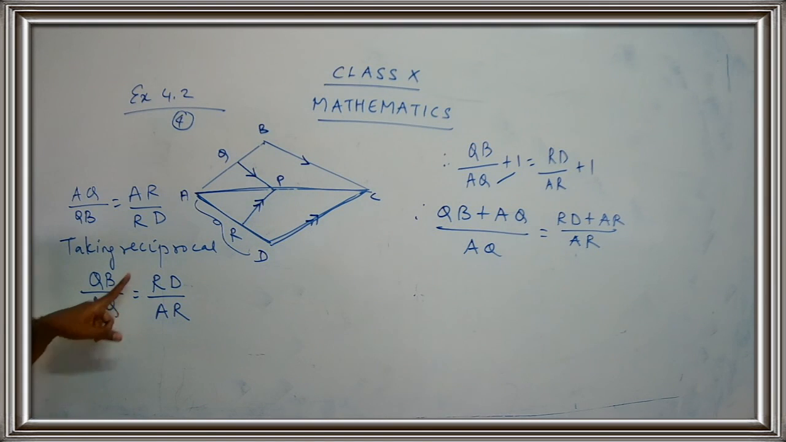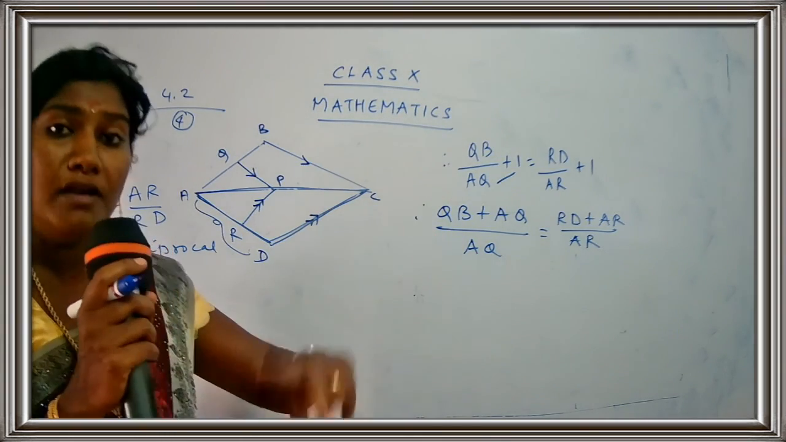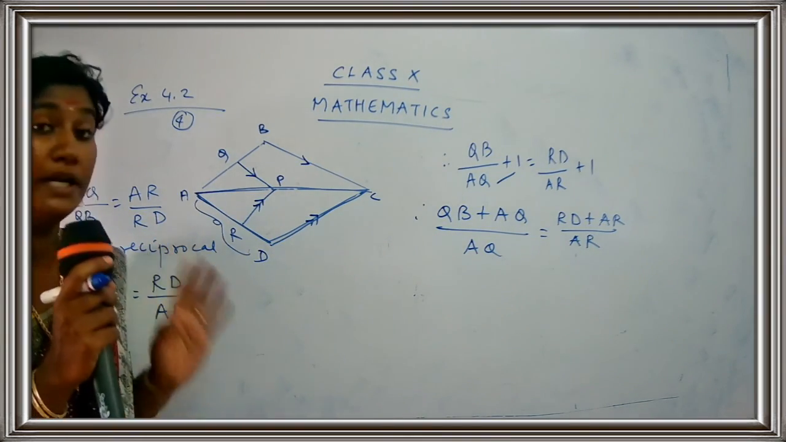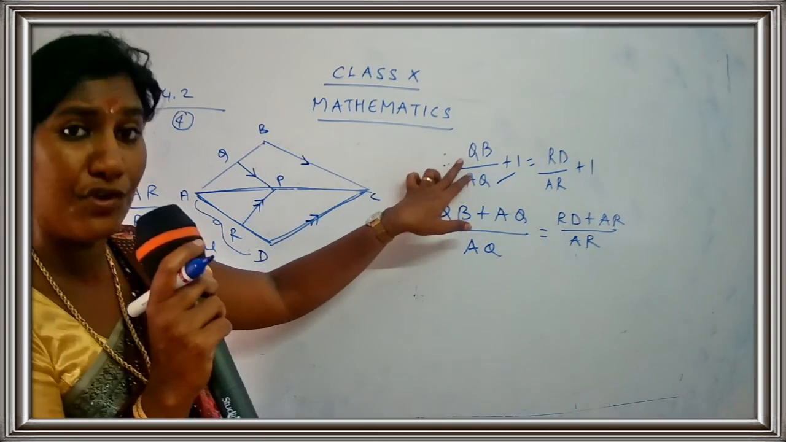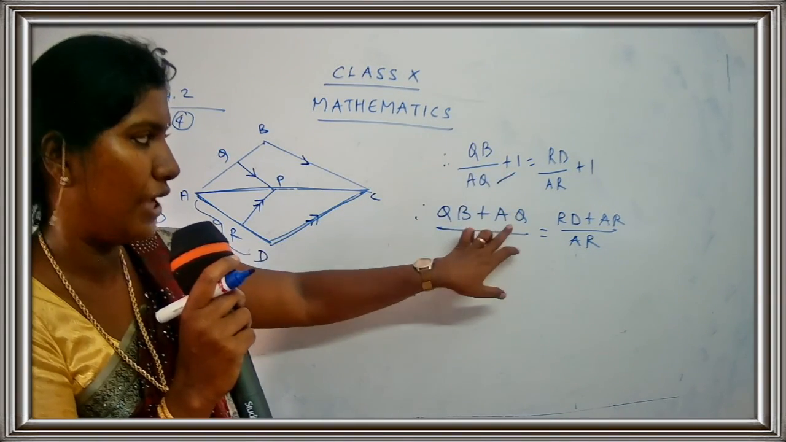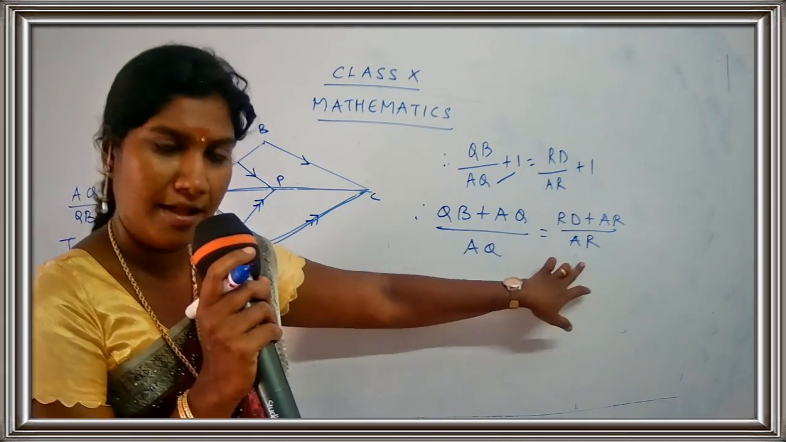We took the reciprocal. Now once you take the reciprocal, you have to just interchange. Reciprocal means writing the numerator in the denominator and denominator in the numerator. Just interchange the numbers. So I have taken the reciprocal here. Once you take the reciprocal, you have to add 1 on both the sides. Whatever changes you do, it should be done on both the sides, on the LHS as well as the RHS. So we added 1 over here. When you add 1, you are going to take the LCM. So when you take the LCM, what do you get? QB plus AQ upon AQ is equal to RD plus AR upon AR. That's all.